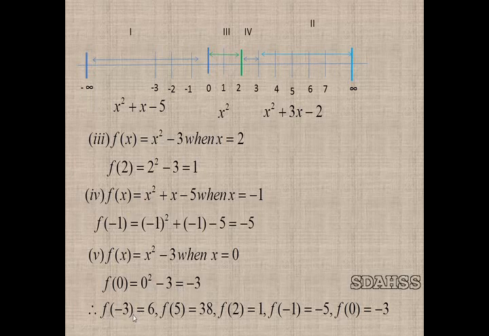So f of minus 3 is equal to 1. F of 5 equal to 38. F of 2 is equal to 1. F of minus 1 is equal to minus 5. F of 0 is equal to minus 3.